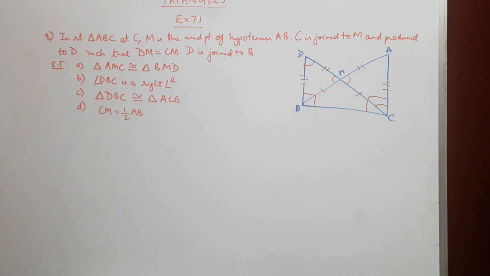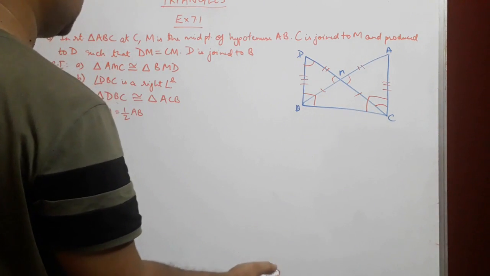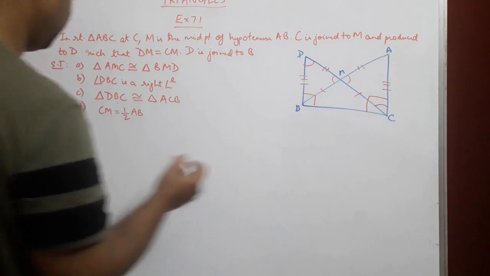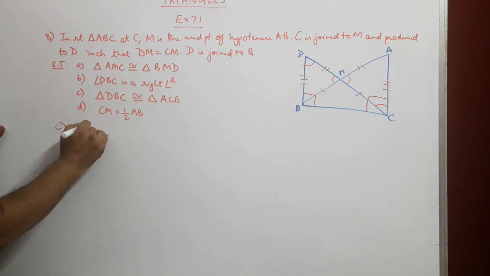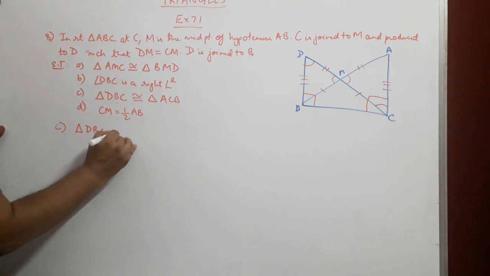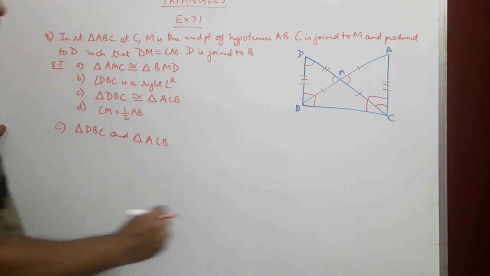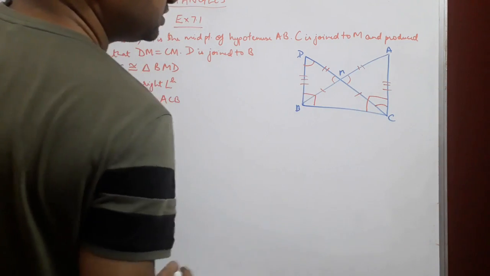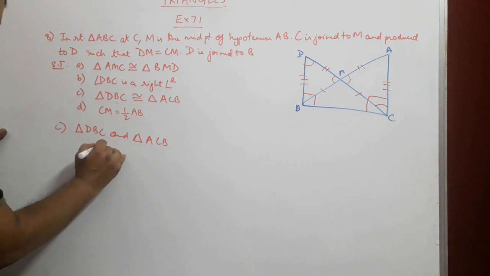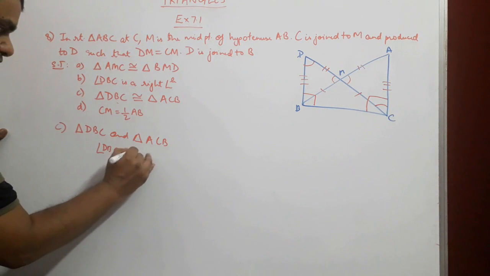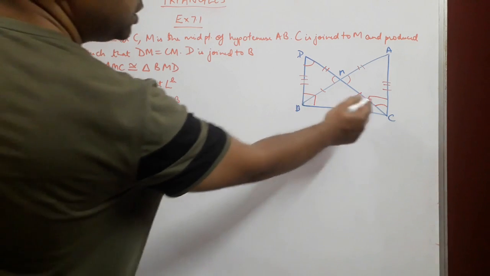In the third part we have to show triangle DBC is congruent to triangle ACB. So let's go to those two triangles, triangle DBC and triangle ACB. If we have a look at these two triangles, we already know angle DBC and angle ACB are 90 degrees. So we've just shown that. So angle DBC is equal to angle ACB, both equal to 90 degrees. Fine.